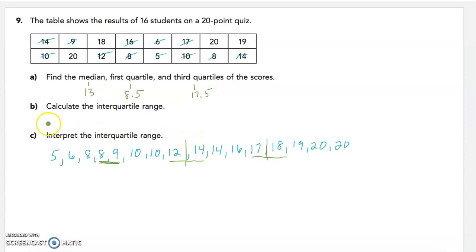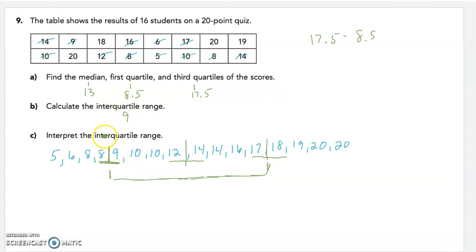Now calculate the interquartile range. The IQR, the interquartile range, don't forget, is this right here. It represents the middle 50%, from quartile 1 to quartile 3. So you take quartile 3, which is 17.5, and subtract quartile 1, which is 8.5. That gives us 9. The interquartile range is 9.